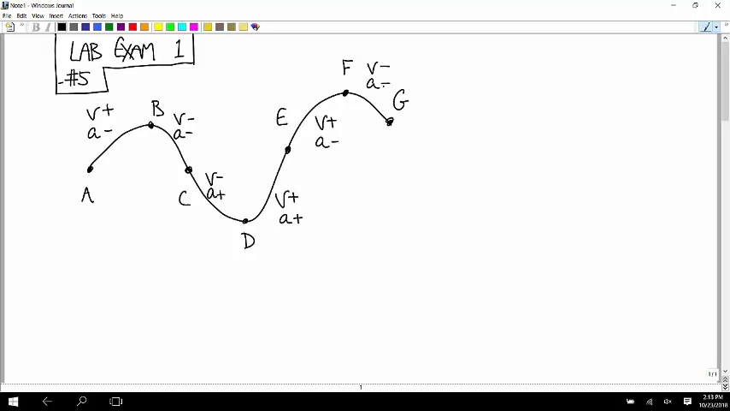Anybody have any questions about that one? Normally on questions, I would say, read the question carefully, but when you see problems like this, you don't have to think about the question carefully. You do all this stuff and then just look for what it asks you, and you basically have it all written right here in front of you. You can do that on any position versus time graph.